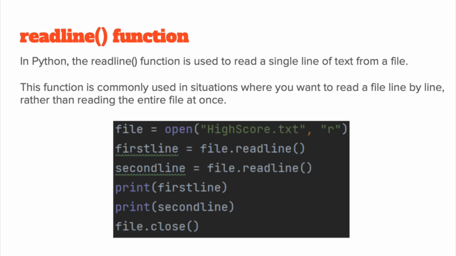You open your file as normal. So file is equal to open highscore.txt in read mode. The first line is going to be file.readline. The second line is going to be file.readline. So you run the command twice.